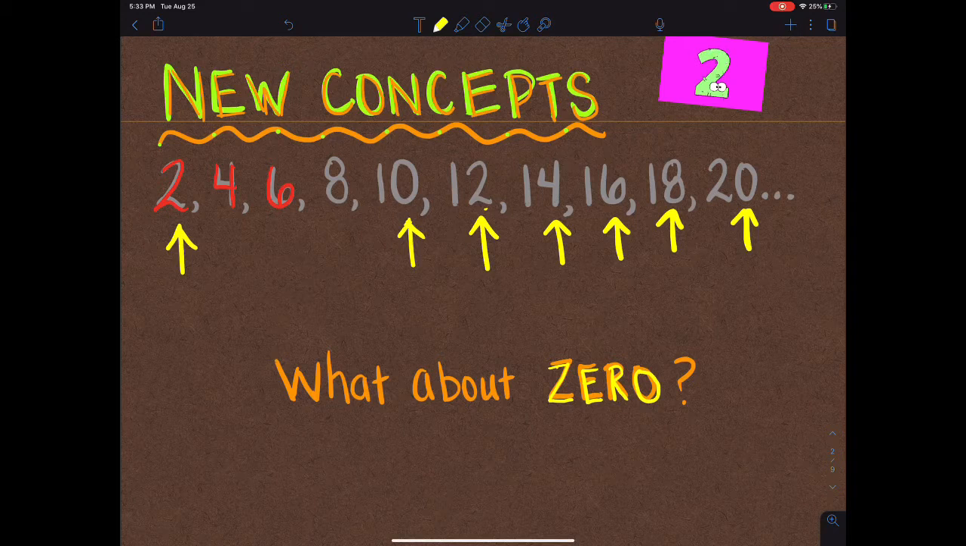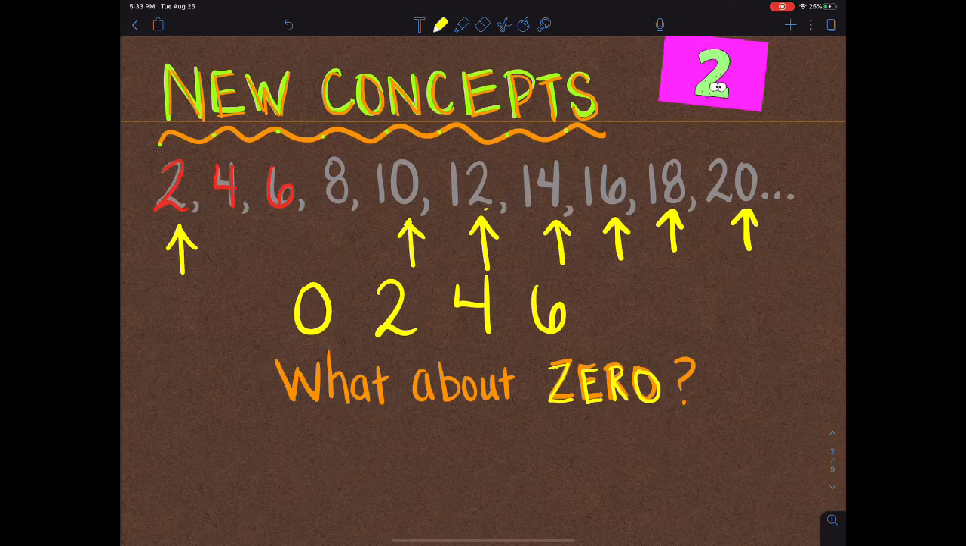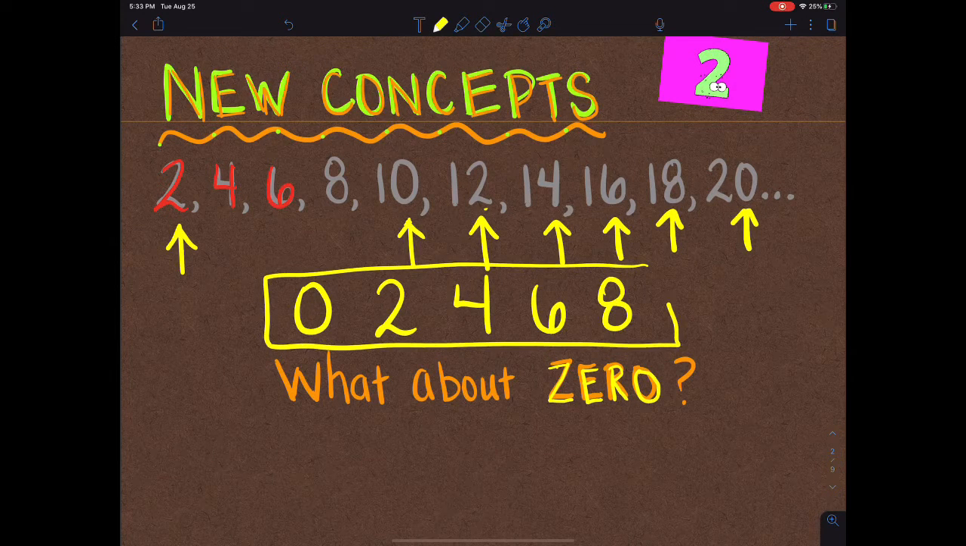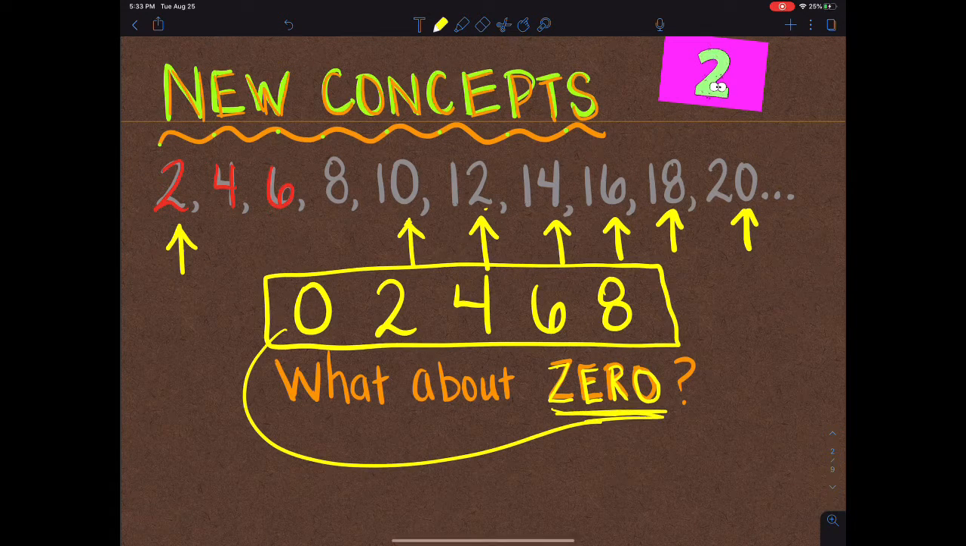And that's how you know that something is an even number. Because if it ends in 0 or 2 or 4 or 6 or 8, then it's an even number. All even numbers end with one of these numbers. So see, 0 is included in that. So 0 is an even number.